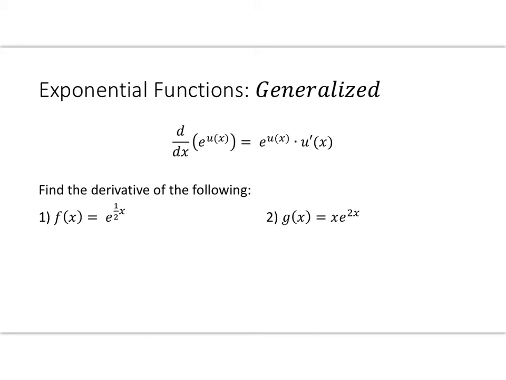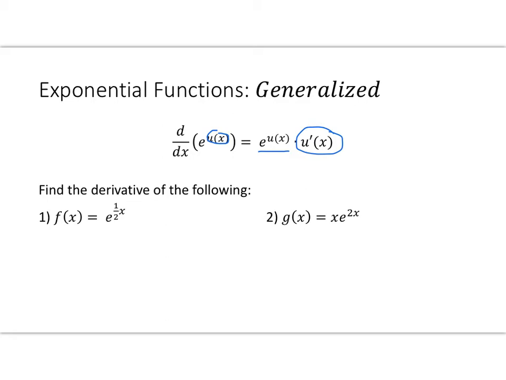Well, if we take the derivatives of logs, that means we also have to work with exponents, because logs and exponents are inverses. So here we have the derivative of e to the u of x. That means the exponent could be any kind of function. Its derivative is itself, e to the u of x, times the derivative of whatever that exponent was. So let's take a look at a couple of those.